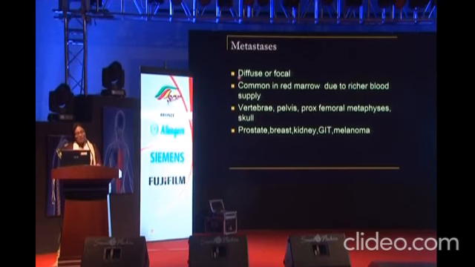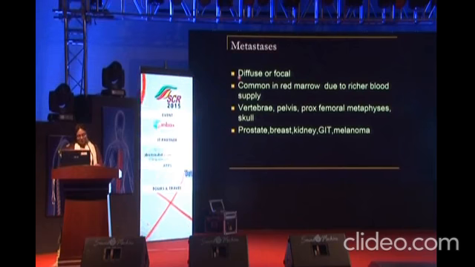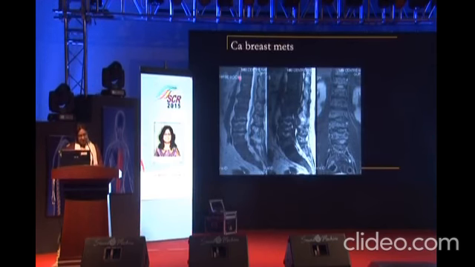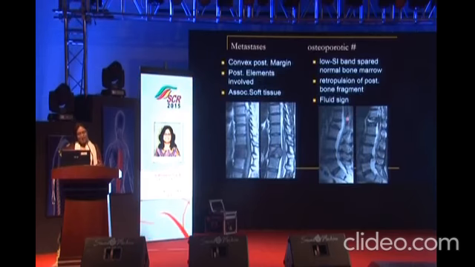Mets, very common. In fact, more common in the spine because there is predominance of red marrow here. Very common from prostate, breast, followed by renal and GI malignancies. Melanoma is not something that we see very often. So here again, the very fact that the vertebrae are darker than the disc on T1, you know it's abnormal. On STIR, it's looking bright. So again, we know it's abnormal. These were CA breast metastases.